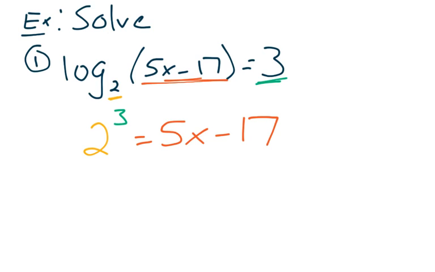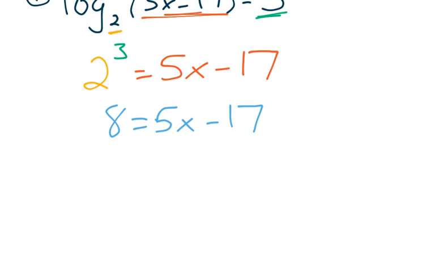So log base 2 of 5x minus 17 equals 3 becomes 2 to the third power is equal to 5x minus 17. We know what 2 to the third power is. If you're not sure, you can type it in the calculator. You can look at your half sheet. Either one would be fine. 2 to the third power is 8, is equal to 5x minus 17, and now we've got a 2-step equation from pre-algebra.